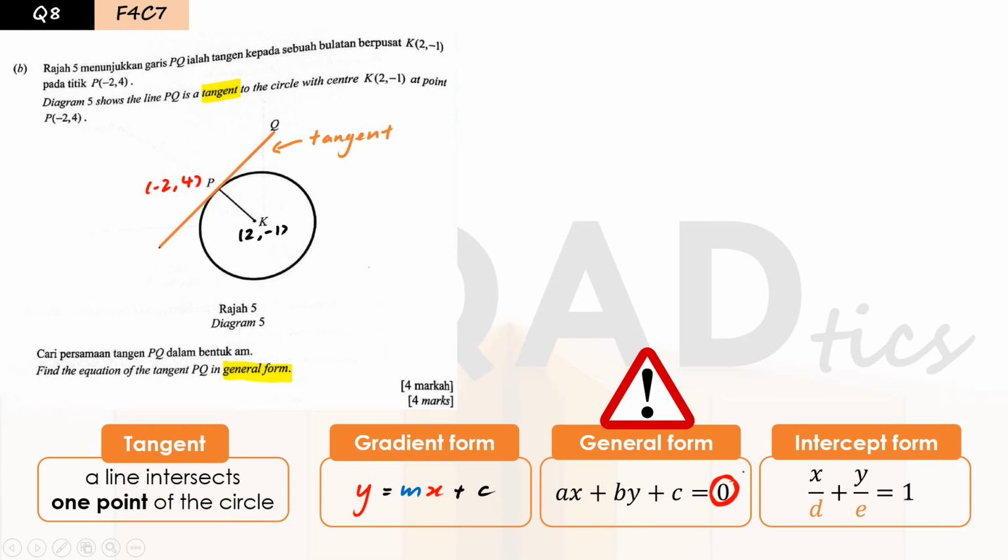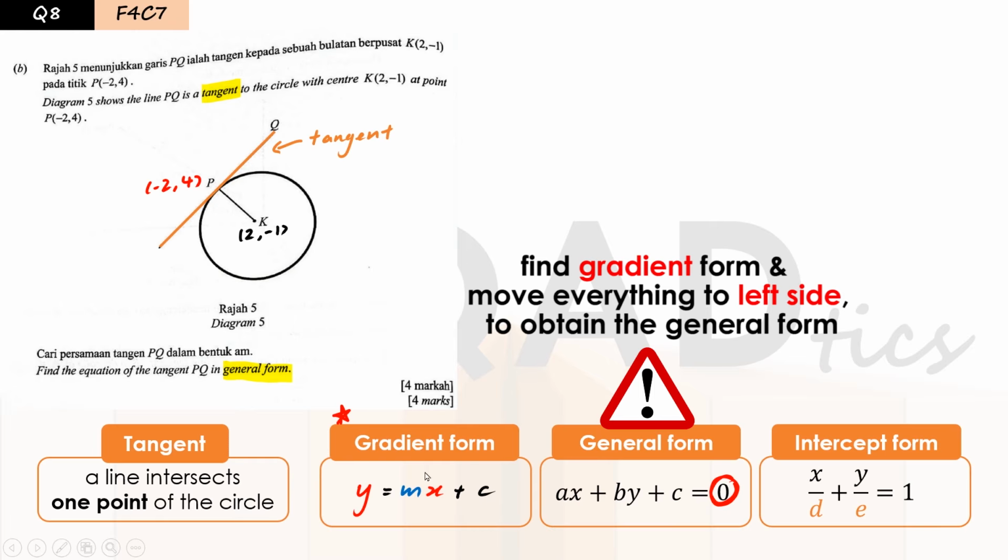So you may be asking, how do I get the general form? Well, we actually can use the gradient form. It's just that once we find the y equals to mx plus c, we are going to move everything to the left side. Alright, everything to the left side, so the right side will become 0, which is the form of the general form.